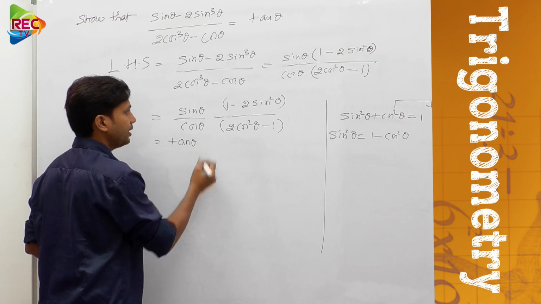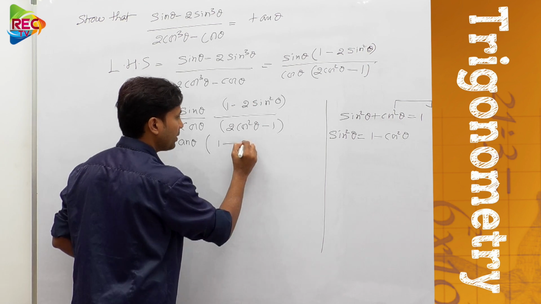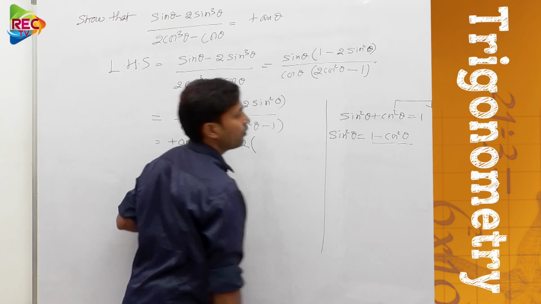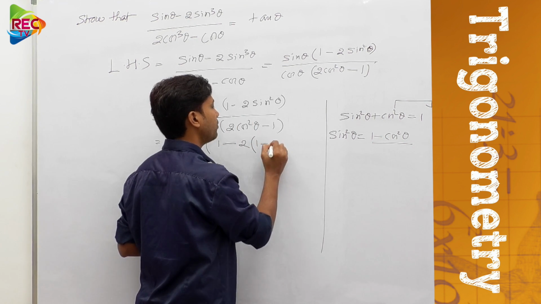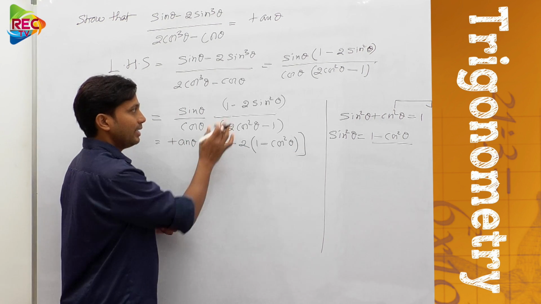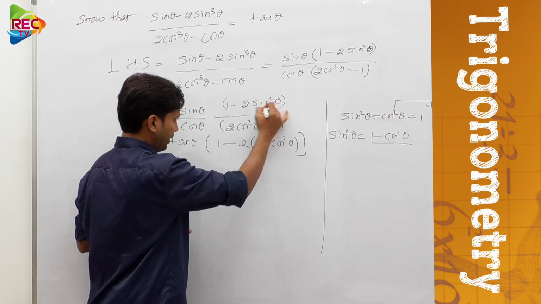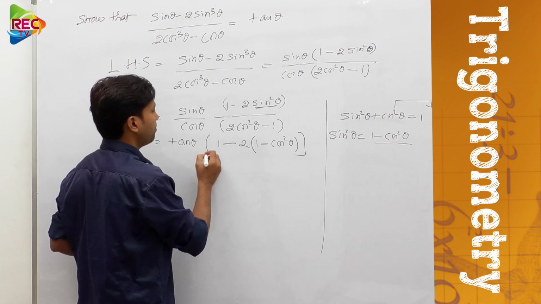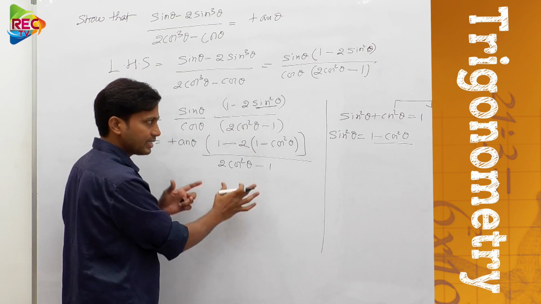Now sin theta by cos theta is tan theta into, just rewrite this as 1 minus 2 into, in place of sin square theta we replace it with 1 minus cos square theta, by 2 cos square theta minus 1, just write as it is. Once again I am explaining that we wrote this expression as it is, but in place of sin square theta we replaced it with 1 minus cos square theta.